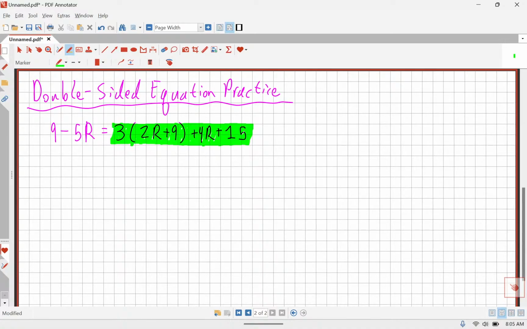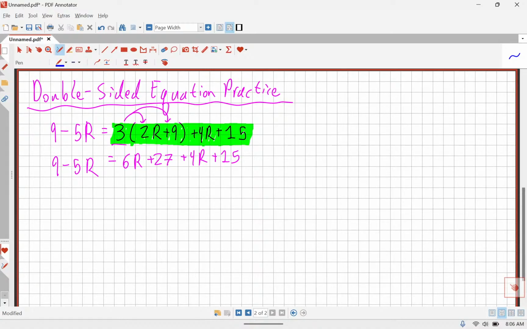Isabel, what was your first step here? What did you do? Very good. That should give me 6r plus 27. The rest drops down. And then we got 9 minus 5r equals 6r plus 27 plus 4r plus 15. What'd you do with that, Isabel?